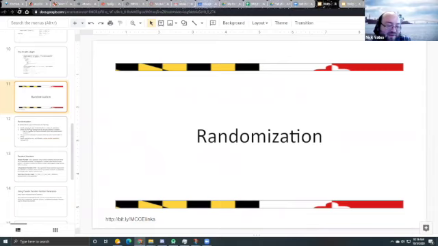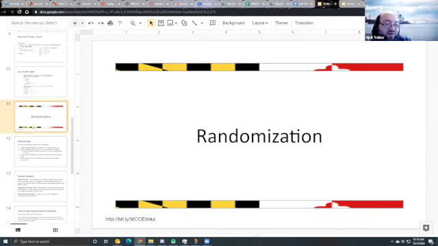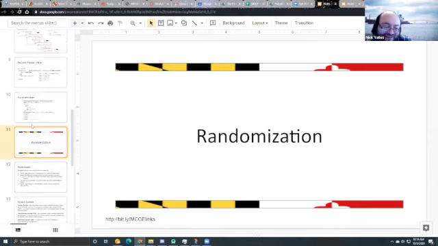Okay, so randomization, we don't have a whole lot to say about that. This is a little bit of a shorter topic compared to recursion and sorting and searching and algorithmic complexity. Those were the really heavy level topics for today. But we've just a few words to say about randomization.